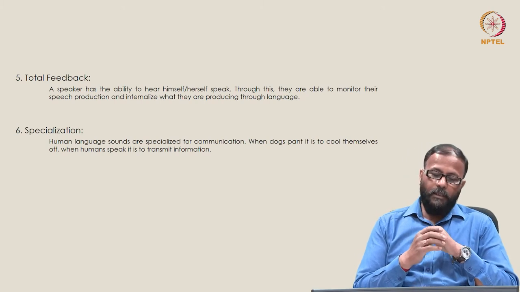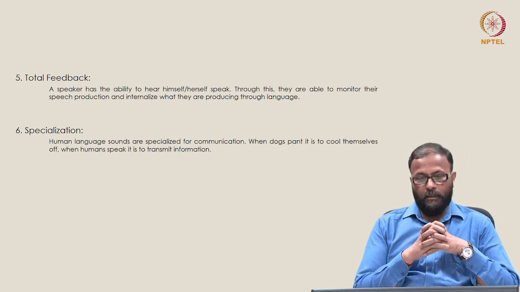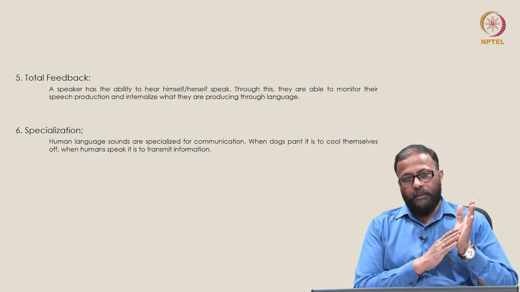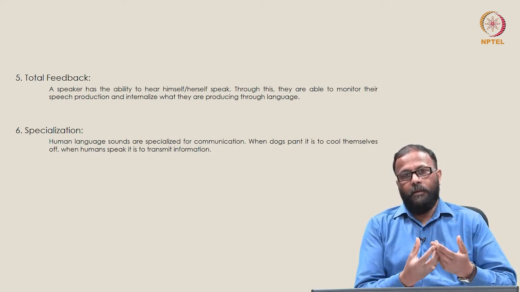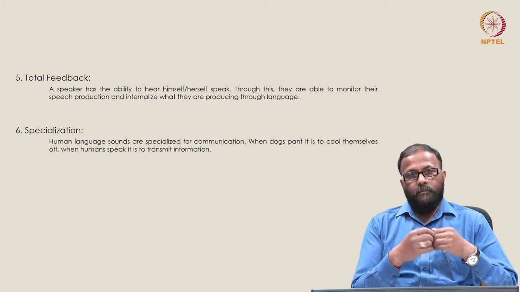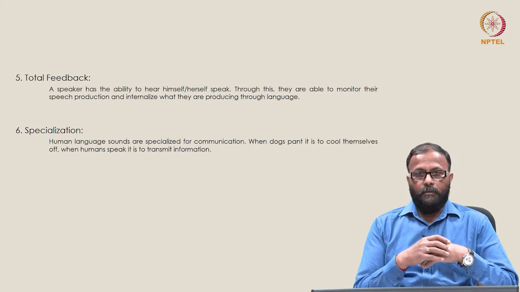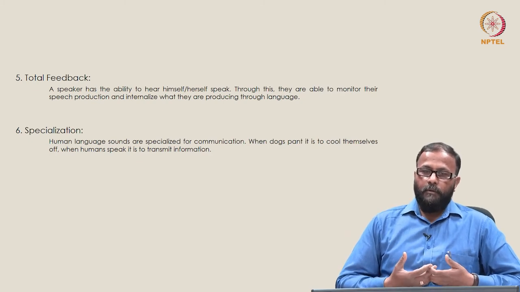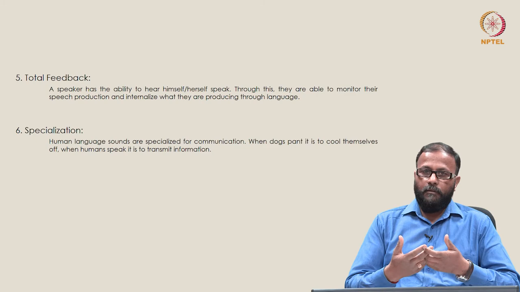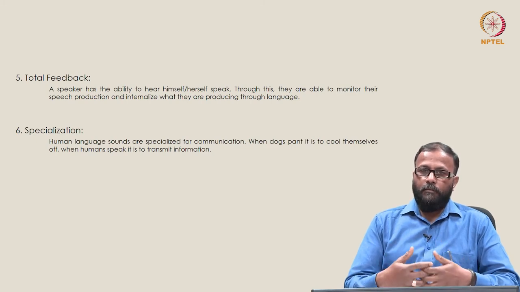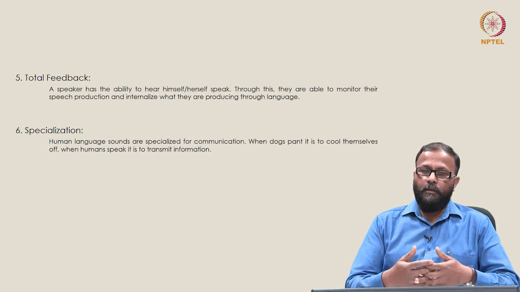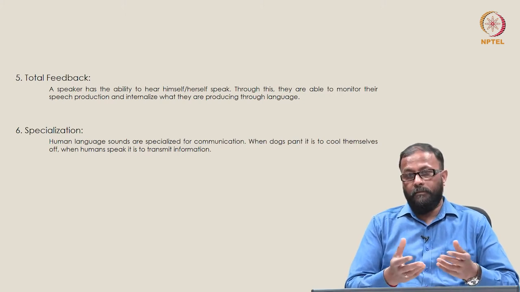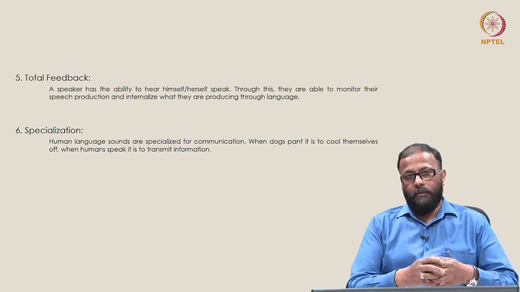Total feedback means a speaker has the ability to hear himself or herself while speaking, and through this they are able to monitor their speech production and internalize what they are producing through language. Imagine if feedback were not possible, and I am not able to hear what I am saying. What will happen? I have no clue what I am speaking. Human language has this feature of total feedback, which allows the speaker to monitor his or her own speech and make corrections. We do corrections while we speak, because we have the feedback.